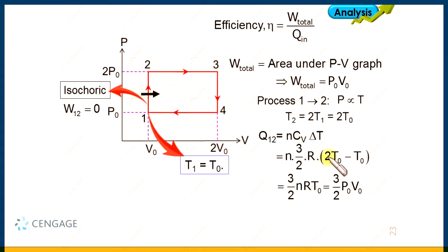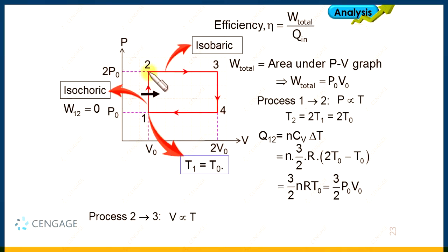Now let us move to process 2 to 3. Process 2 to 3 is an isobaric process, so from the ideal gas equation, P is constant. If P is constant, then V is proportional to T. That means if volume doubles, temperature will also double. Here the temperature we have calculated is 2T naught, so the temperature at position 3 is equal to 4T naught. Now, in this process, we can calculate the heat absorbed by the system.